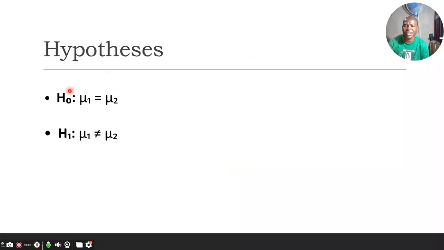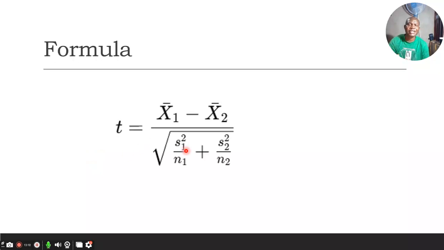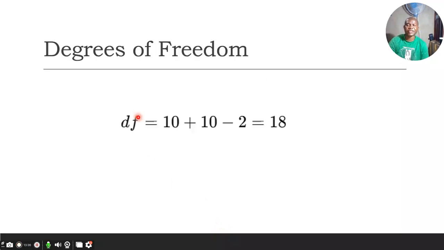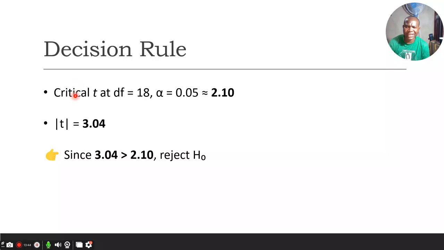As usual, the first step is to state our hypothesis. The second step is to establish the formula we're using, which is the independent sample t-test, and then we substitute. After substituting, we arrive at negative 3.04. Good. And then we establish our degree of freedom, N1 plus N2 minus 2, and we got 18. And then we look out for our t critical, which is 2.1.